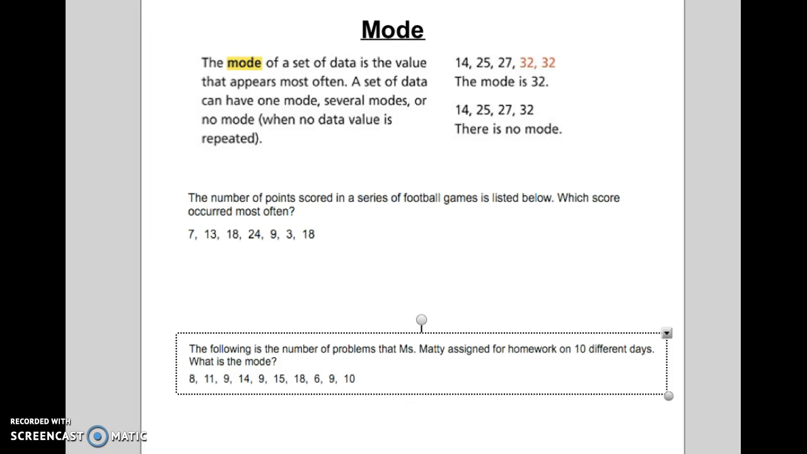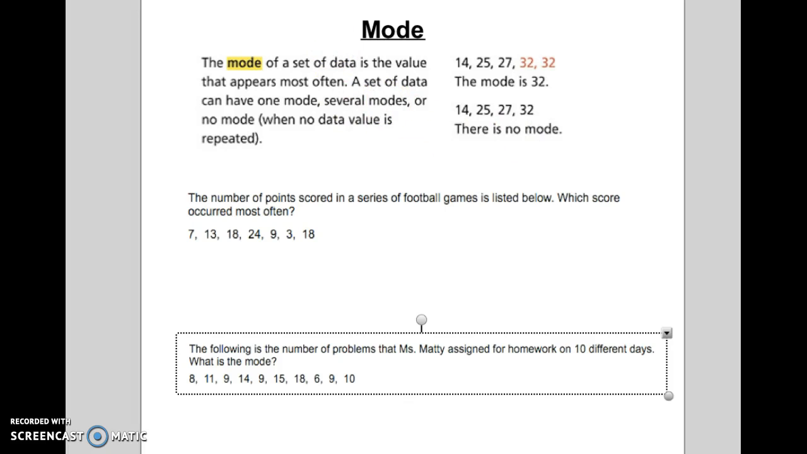All right, next we're talking about mode. The mode of a set of data is the value that appears most often. Mode for most. A set of data can have one mode, several modes, or no modes, when no data value is repeated. So we'll see what they did here. First you'll notice they listed it from smallest to greatest again. All right, and the mode is the number that's repeated the most. So in this case, 32 is repeated twice, so it is the mode. In this case, no number was repeated twice, so there is no mode.